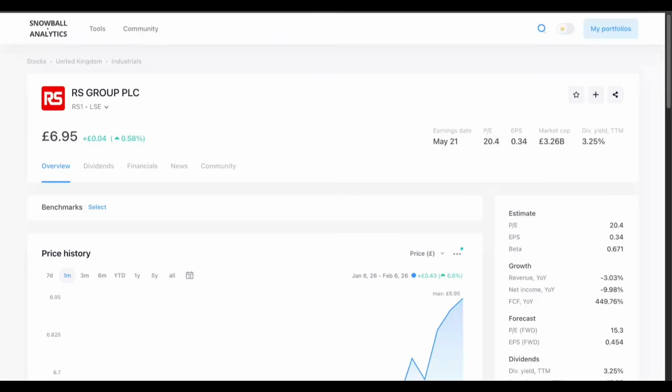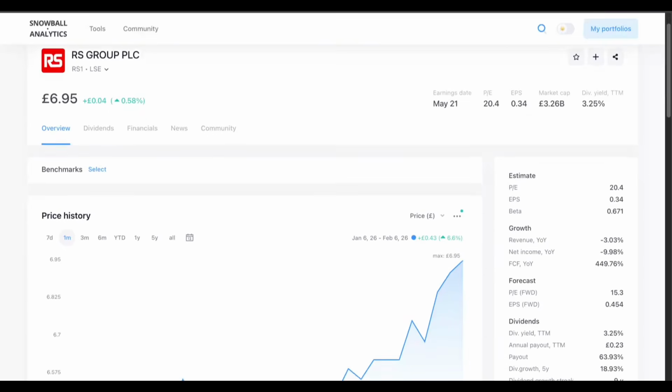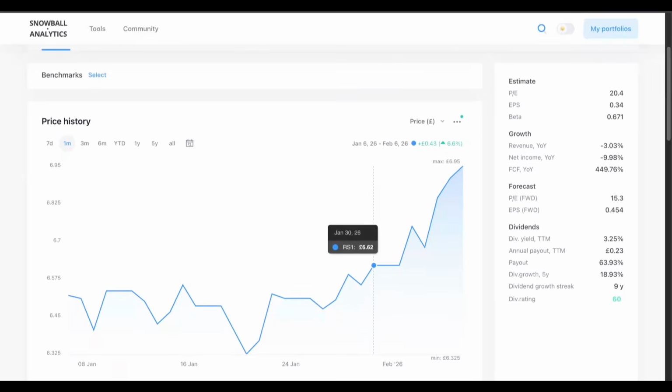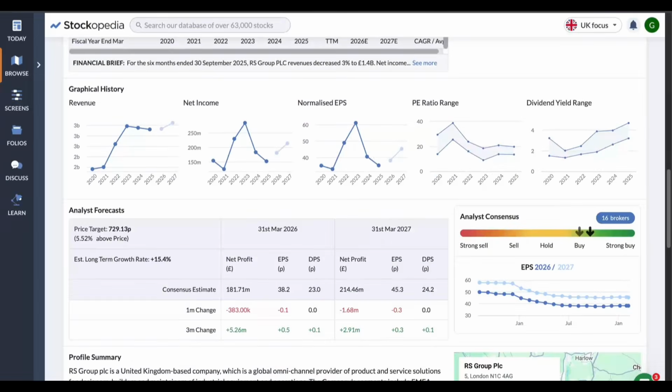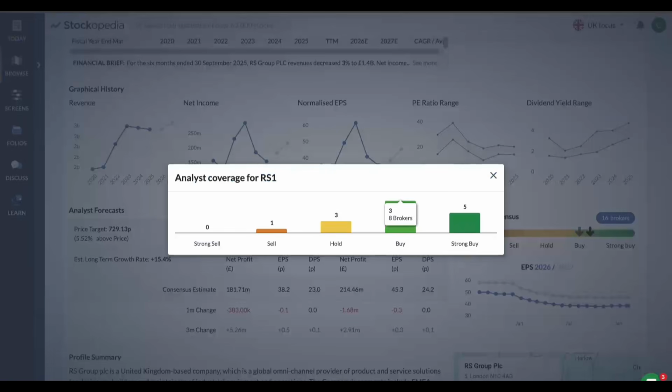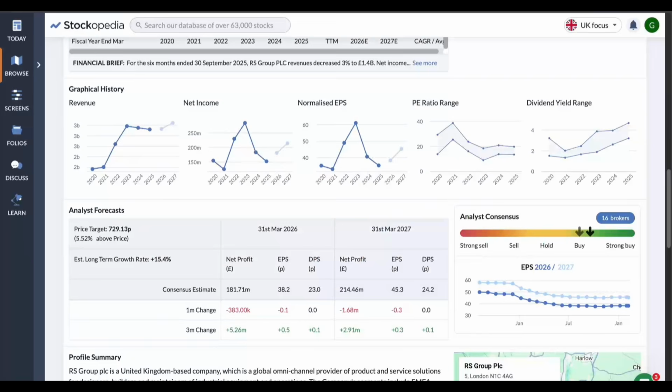First up, we have RS Group, stock ticker RS1, and they have a dividend yield at 3.25% with a 5-year dividend growth rate at 18.93% and a very nice 9-year dividend growth streak. Over the last month, we can see they're actually up 6.6%, and I added them to my portfolio for the first time last month. The analyst consensus is that it's around about a buy, with there being 1 sell, 3 holds, 8 buys and 5 strong buys, with a price target 5.52% above the current price at 729 pence.